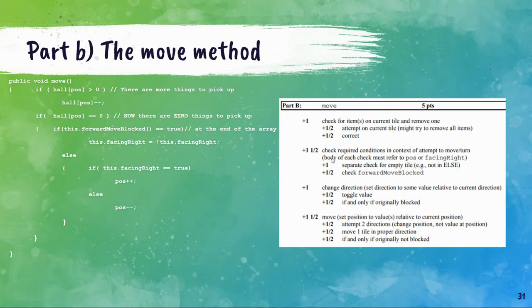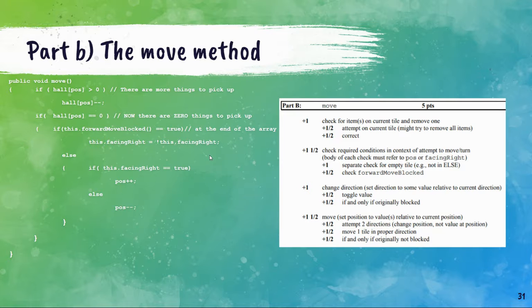1.5 if you check the conditions in context of attempting to move or turn. The body of each must refer to pause and/or facing right. And so that's what I'm doing here. Here's the facing right issue. I think that's what they're getting at there. Change direction, toggle the value. I'm definitely toggling. That's pretty much it.